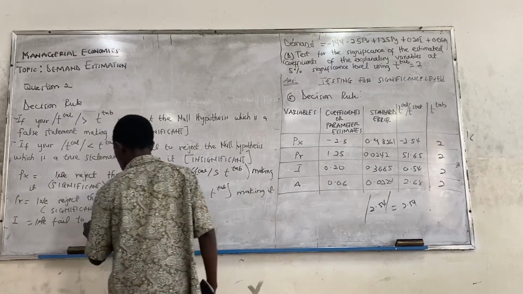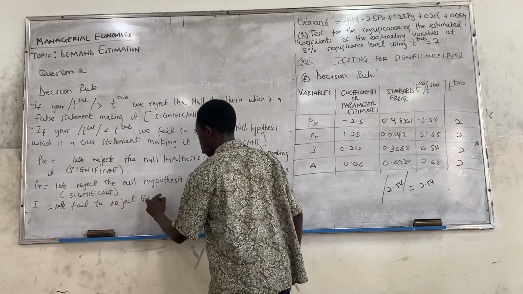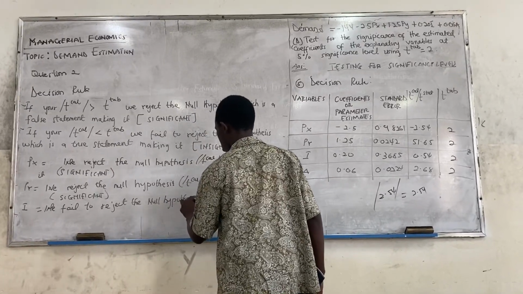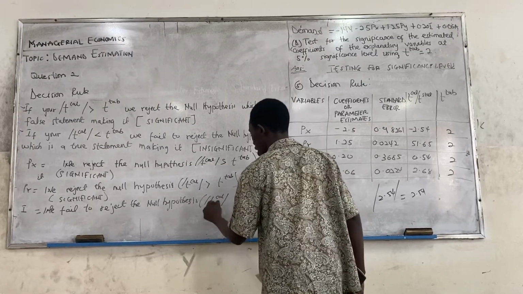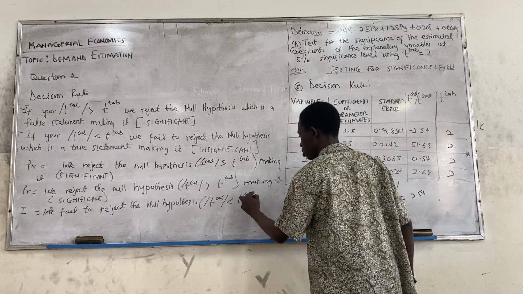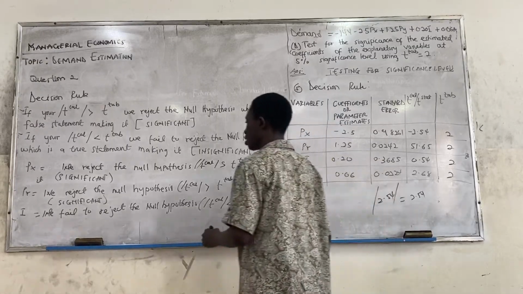We fail to reject the null hypothesis, because the absolute value of our t-cal is less than theta, making it insignificant.